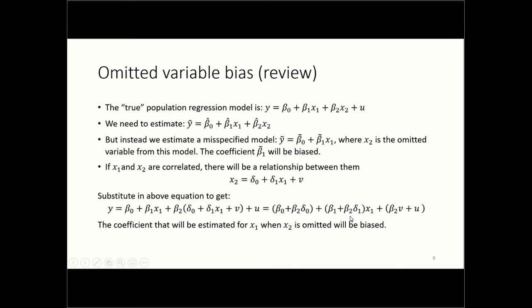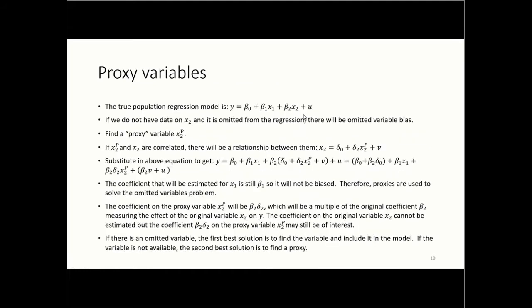So the conclusion here is that if we know that x2 belongs in the model, we need to find it and include it. Otherwise, if we don't include it, the coefficient on the other variables are going to be biased. So that's a really big problem. Well, what if we truly do not have x2? What are we going to do? We cannot estimate a model without x2 because the coefficients would be biased.